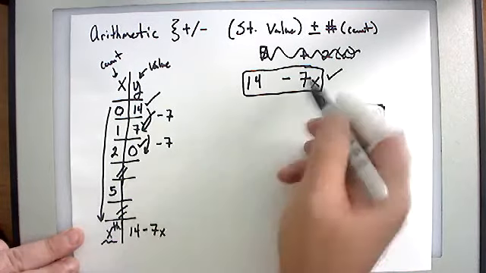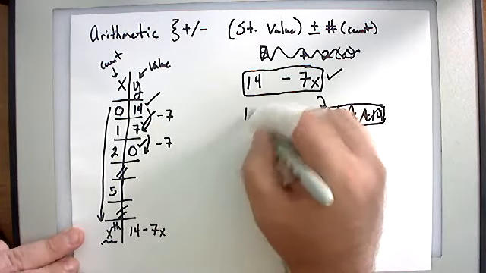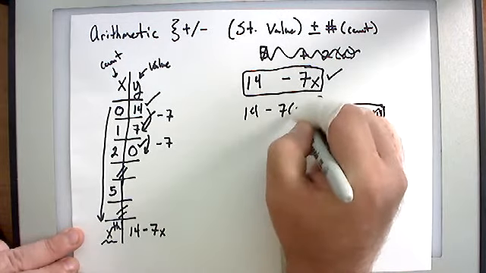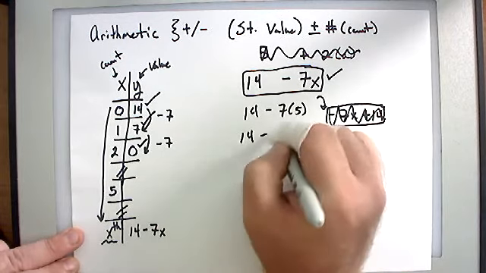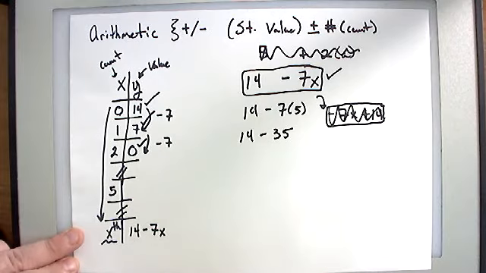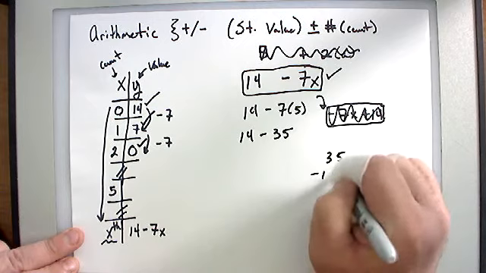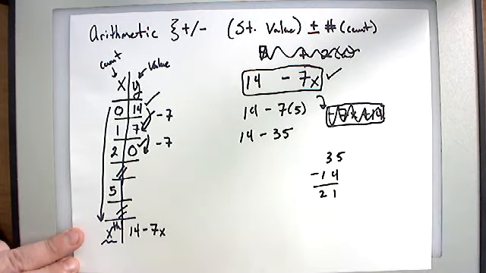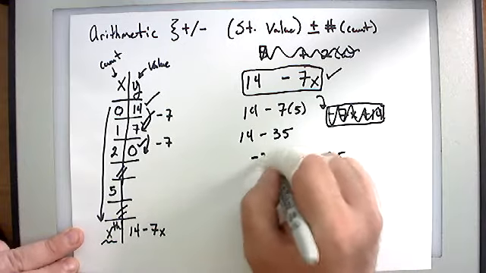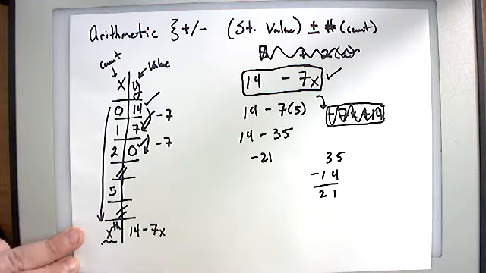All I need to do now is plug in the 5. So 14 minus 7 times 5. 14 minus 35, right? Don't forget your basics. We have a positive and a negative number. If you need to do it out, do it out. You don't have to do this in your head. No one's asking you to. 21, positive or negative? Well, it'd be negative 21, right? Because the bigger one's negative. And there's spot 5 filled in for us.